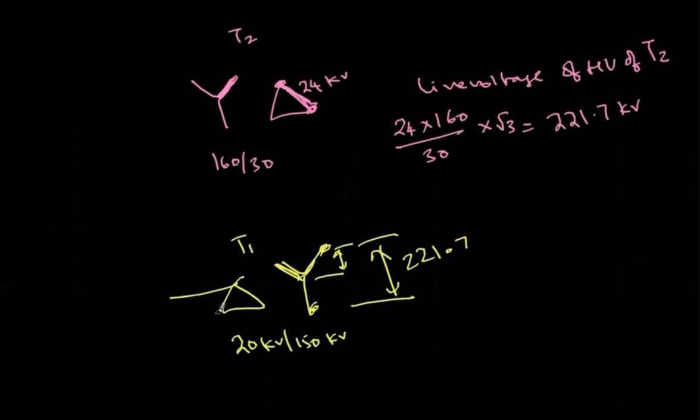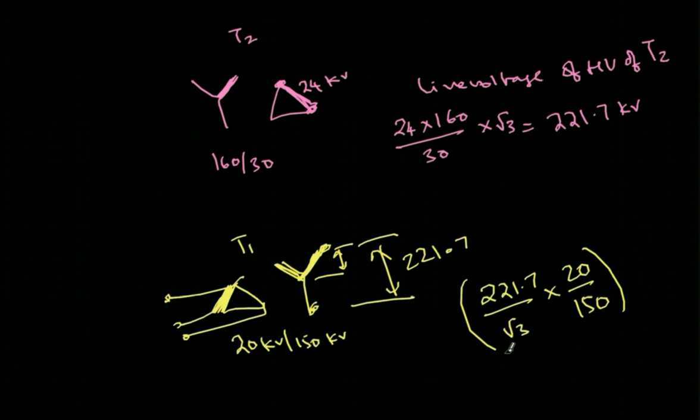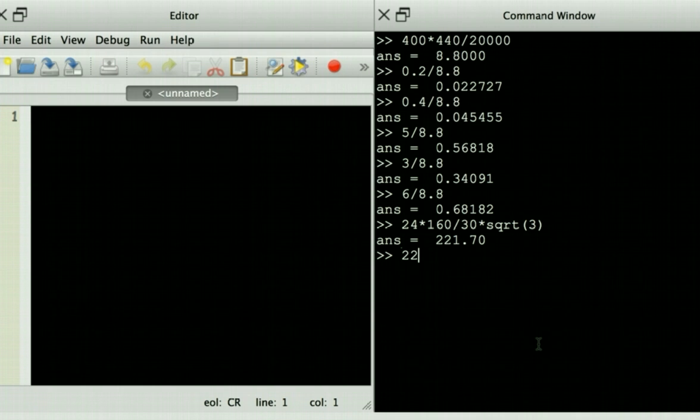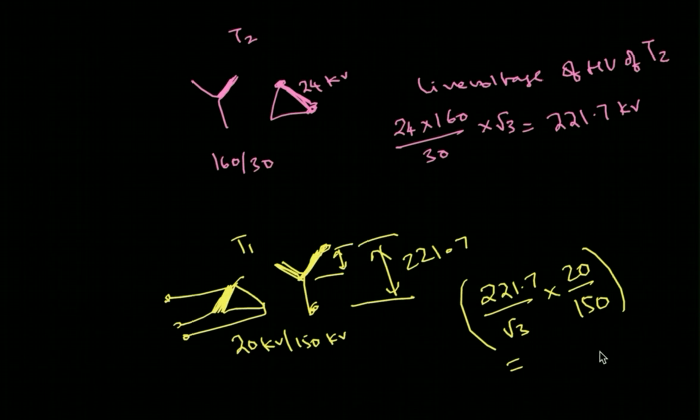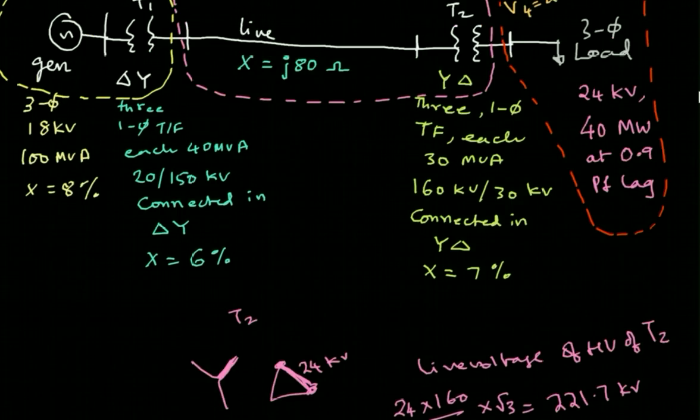So therefore, what will be the voltage induced in one of the phases in the primary side or this side? So it will be 221.7 divided by root 3. This will be the voltage of each phase, and this I will multiply with turns ratio because this and this form one transformer, that is low voltage. So I have to give 20 in the numerator and 150 in the denominator. That itself will be the line voltage on the secondary side. So let's do this calculation. 221.7 divided by square root of 3 multiplied by 20 and divided by 150. I'm getting 17.066. So I'll just approximate it to 17 kV. So this 17 kV will be the line to line base voltage here.